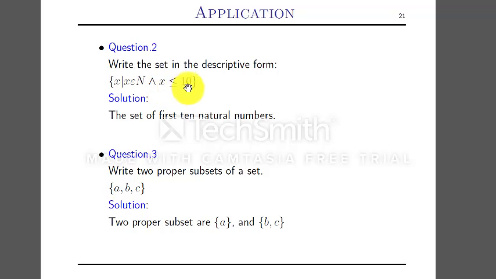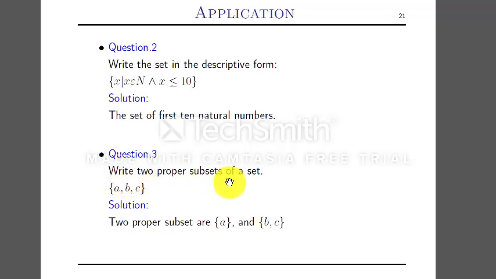So the answer will be in tabular form. We can write it as 1, 2, 3, 4, 5, 6, 7, 8, 9, 10, because x is a natural number starting from 1 and x is less than or equal to 10. X is 10 and all the x's belong to N which are less than or equal to 10. So the set of the first 10 natural numbers is the descriptive form of this question.